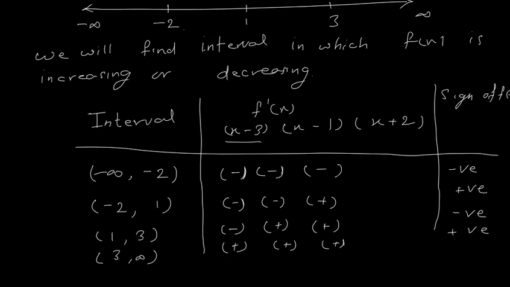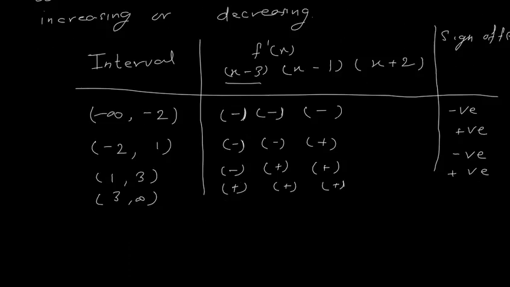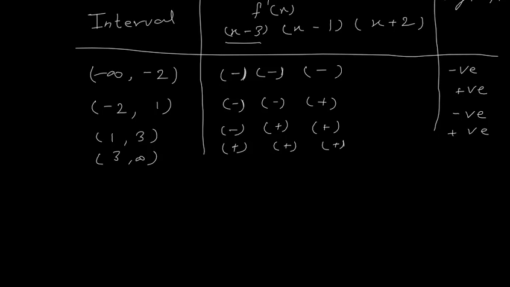You can see that as you move from left to right, first you got negative, then positive, then negative, then positive. At the first place there could be a possibility of getting negative or positive, but generally at the right end you get positive. Based on this chart we know where f dash x is negative and where it is positive. Where f dash x is negative, the function is strictly decreasing, and where f dash x is positive, the function is strictly increasing.